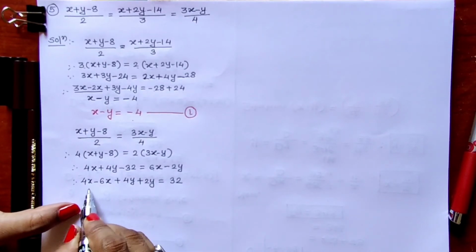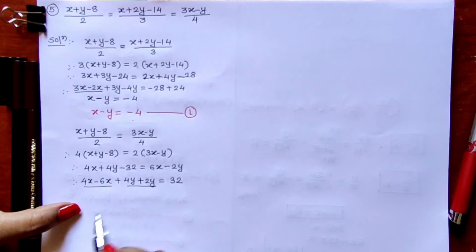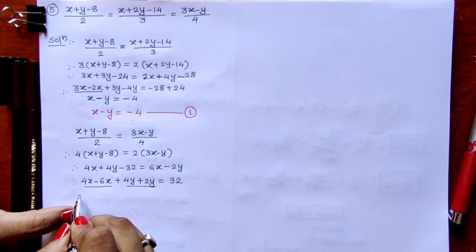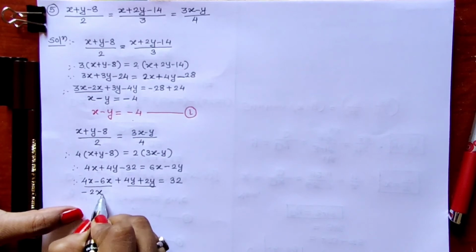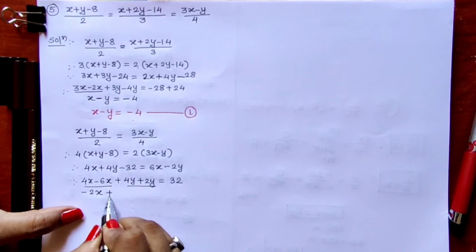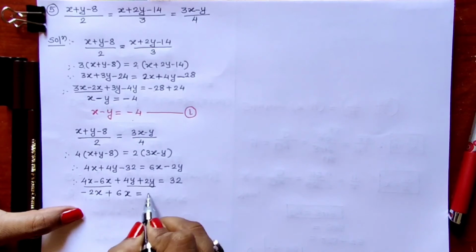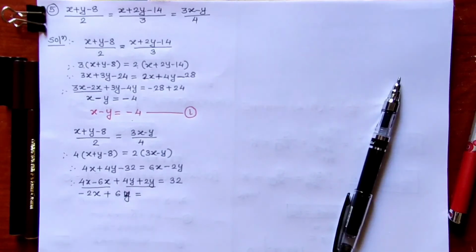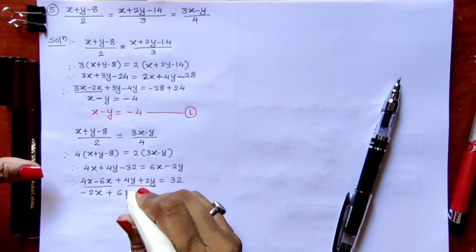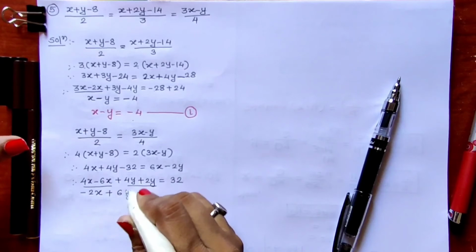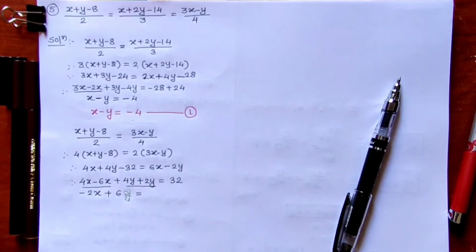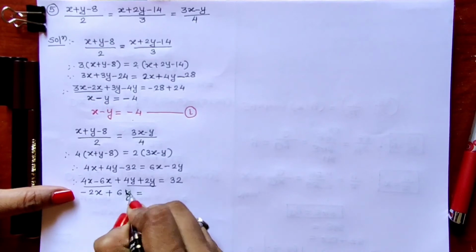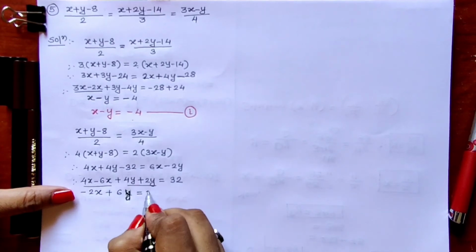Now same terms we can add and subtract. Plus 4x minus 6x, plus minus will become minus sign of bigger number, so it will be minus 2x. 4 plus 2 is 6y, not x, it is y. So I can write here 6y and then equal to 32.